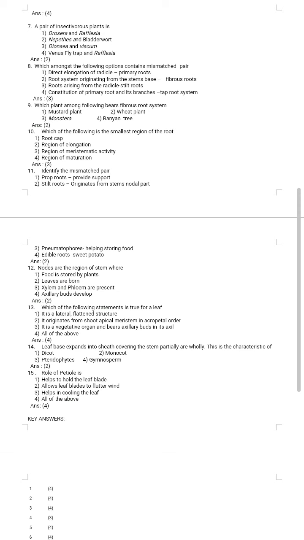Let us see seventh question. A pair of insectivorous plants is. So let us see what is the correct option from the given four options. We need to identify one correct option from the four, one pair of insectivorous plants.